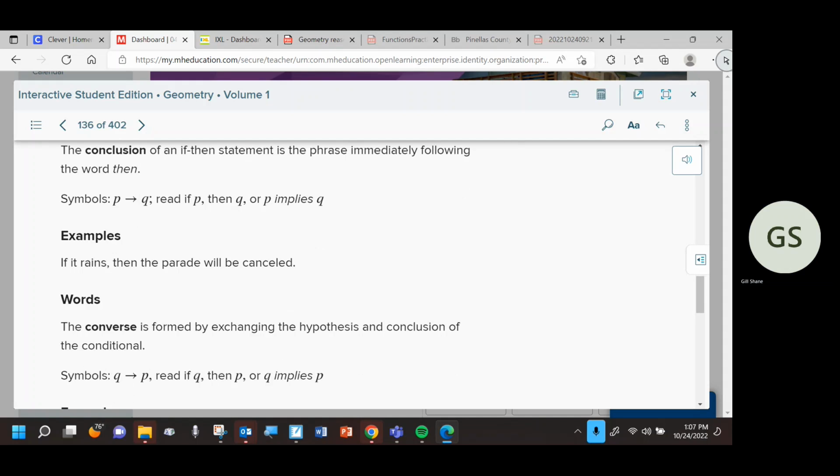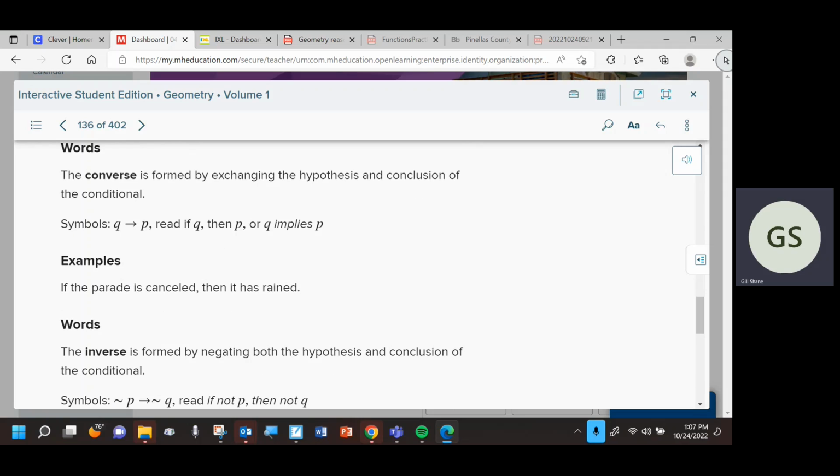Converse is the first one. The converse statement means you're flipping the P and the Q. So the example here, just like in your book, instead of if it rains, it's if the parade is canceled. So the conclusion now becomes the hypothesis, basically. And the hypothesis now becomes the conclusion. So if the parade is canceled, then it has rained. We just flip the hypothesis and the conclusion. May or may not be true. So just because we flip it doesn't mean it's true. The original one is not necessarily true. That's what they're going to ask you to evaluate. They would say, is the converse true? And you would have to know that means I flip it and then I determine whether or not that is true.